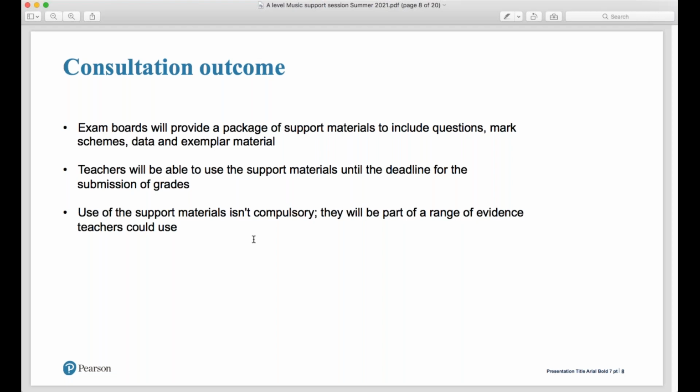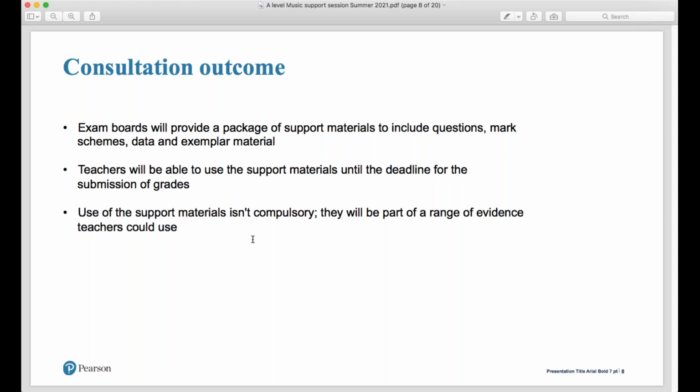As I said, the outcome of the consultation did say exam boards will provide a package of support materials to include questions, mark schemes, data around the questions, and exemplar material. It's still to be decided what all of that will look like, and what the full package will look like. Teachers will be able to use the support materials until the deadline for the submission of grades, and the other important thing that came out of the consultation outcomes was that the use of the support materials isn't compulsory. They will be part of a range of evidence that teachers could use when they're deciding on their teacher assessed grades.